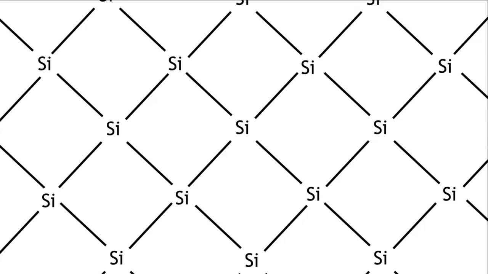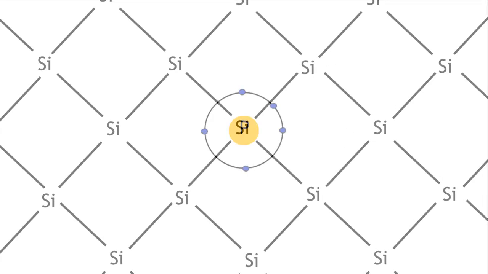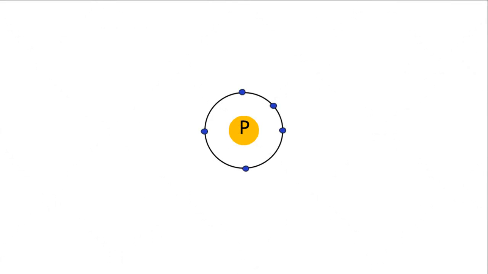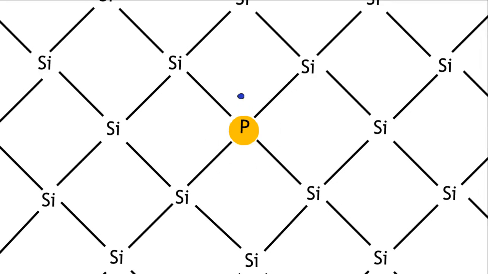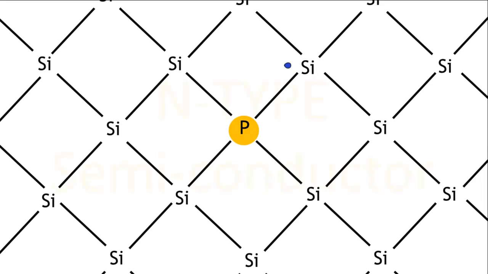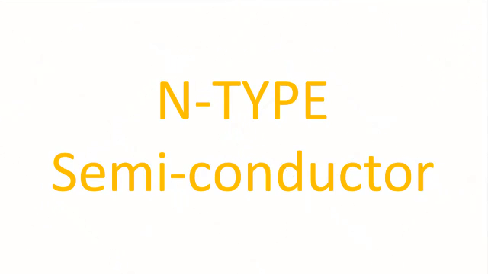If you add impurities, you can make it a better conductor. This is called doping. If you add traces of phosphorus, which has 5 valence electrons, it bonds to 4 other silicon atoms, but it will have a spare electron. This electron is available for conduction. This is called an N-type semiconductor.